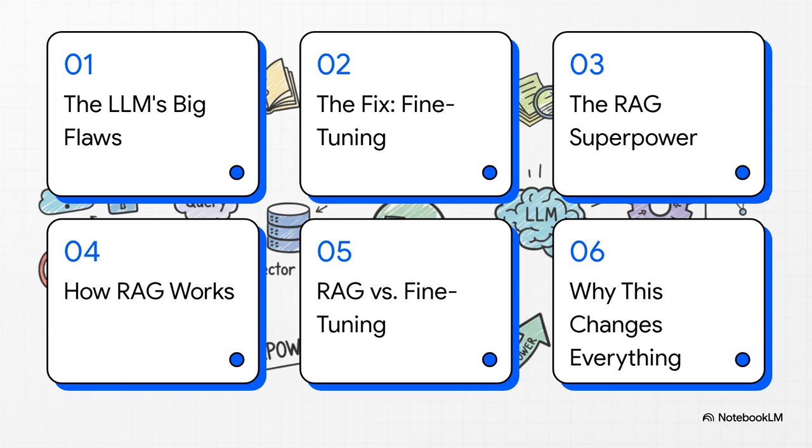So here's the game plan. We're going to start by looking at the 3 huge blind spots that every standard large language model has. Then we'll check out the first attempt to fix them, something called fine-tuning. After that, we bring in the hero of our story, RAG, and we'll get into the nitty-gritty of how it actually works. We'll even put RAG and fine-tuning head-to-head. And finally, we'll see why this whole approach changes, well, pretty much everything.